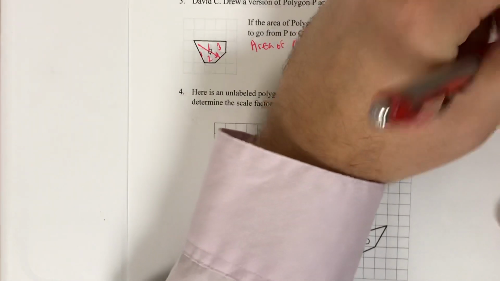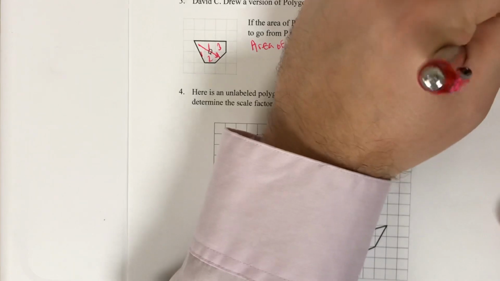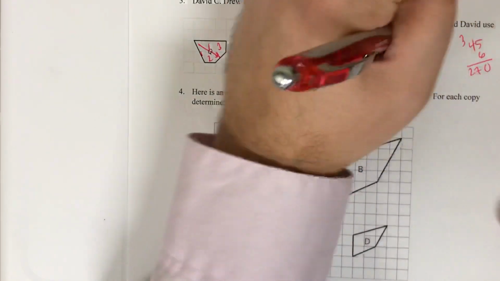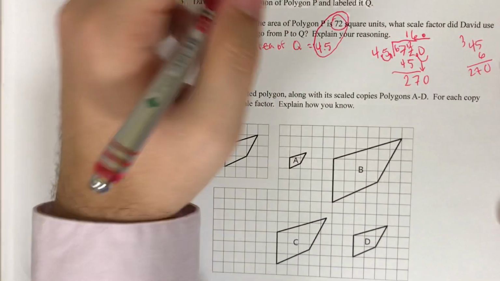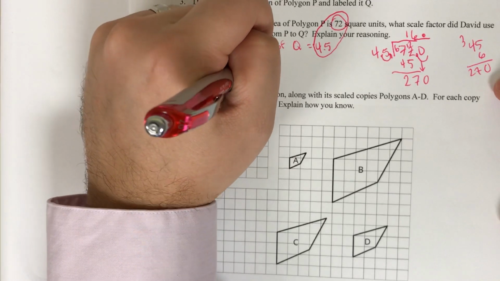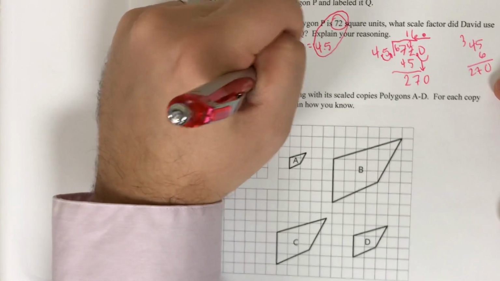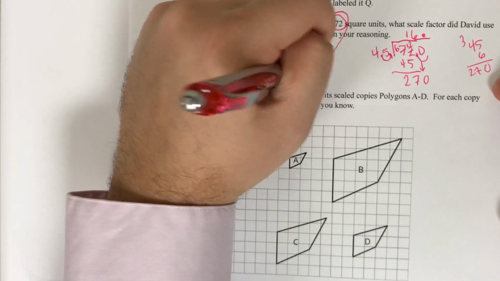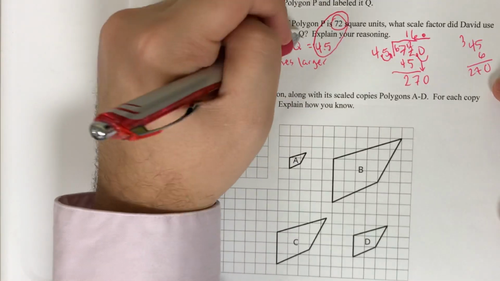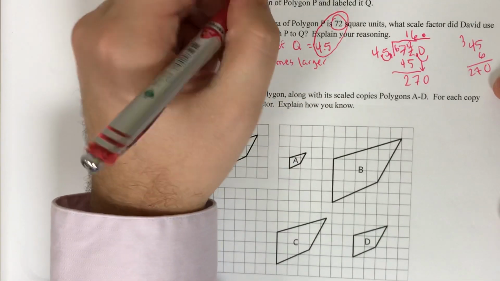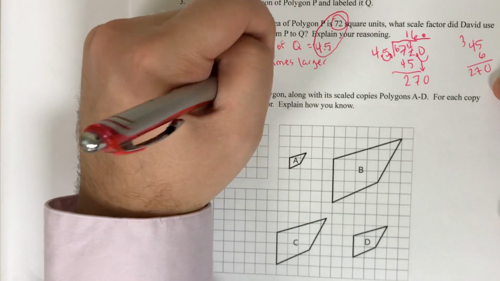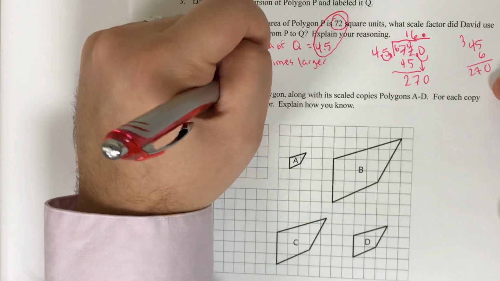45 times 6. 6 times 5 is 30. 24, 25, 26, 27. So it is a perfect 16 times. Now, the area is 16 times larger. But that's if we're going from Q to P. This says that we're going from P to Q, so I need to know what the reciprocal of 16 is.